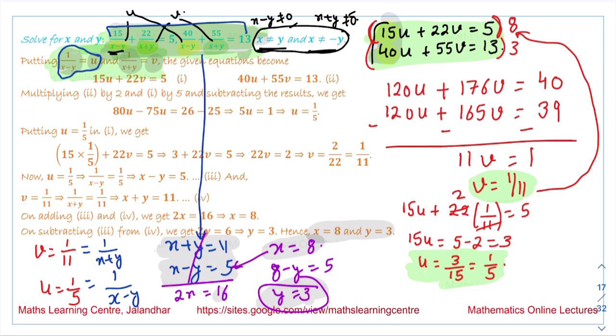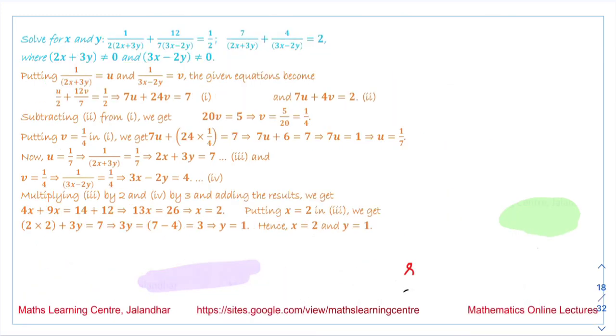Now next we have to solve for x and y, and these are the equations given to us. This is one equation and this is the second equation, so both of these form a system of equations. Now in this, we look over here, this is 2x plus 3y. We are talking about this term. Similarly, it is 3x minus 2y over here.